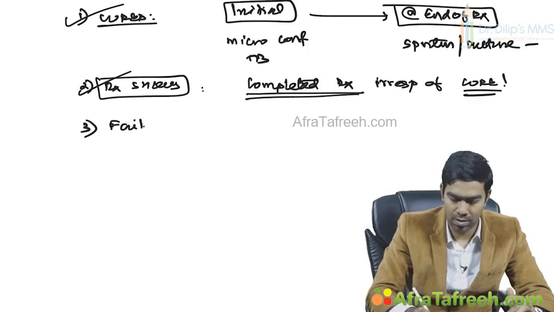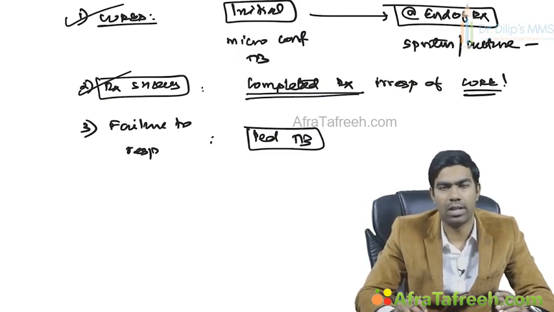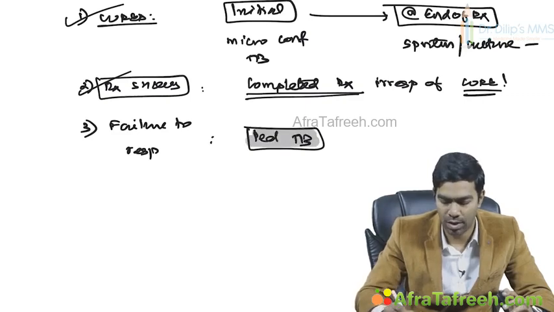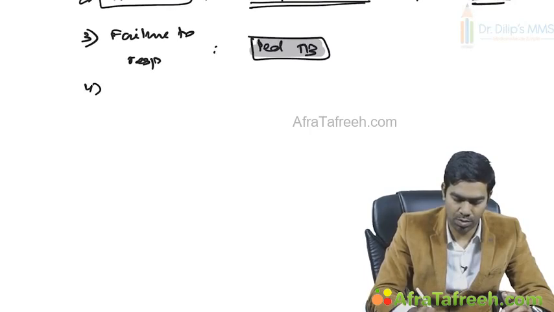Then failure to respond. This definition is typically used only for pediatric TB patients, where they don't develop any weight gain or they remain static without any gain of weight with years passing by. So this is what we call failure to respond, typically used only for pediatric TB cases, not in adult TB cases. Number 4, we have loss to follow-up.